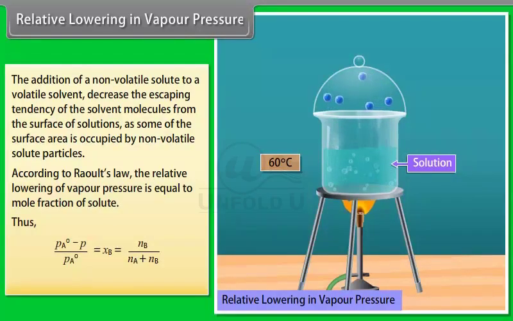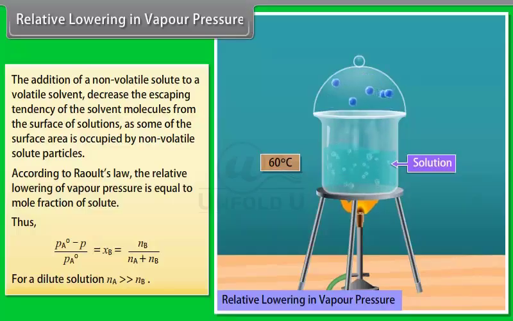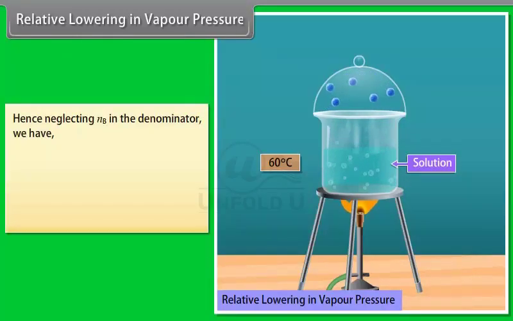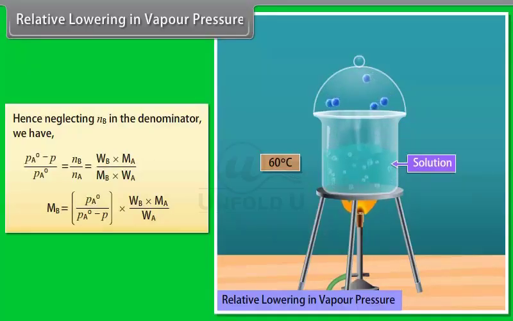Thus, (PA naught minus P) upon PA naught is equal to XB, which is equal to NB upon NA plus NB. For a dilute solution, NA is much greater than NB. Hence, neglecting NB in the denominator, we have MB is equal to PA naught upon (PA naught minus P) multiplied by WB into MA upon WA.